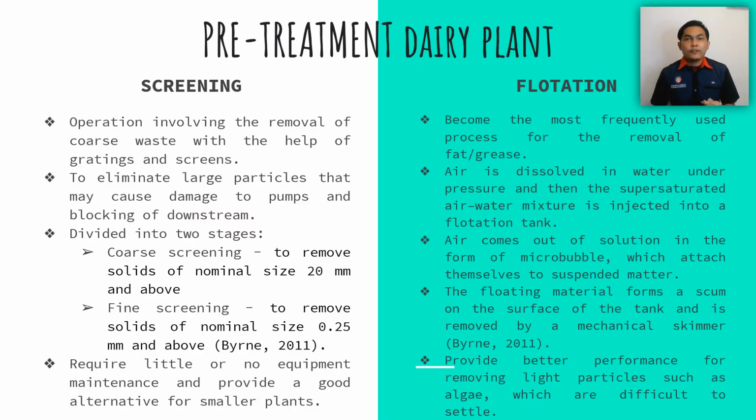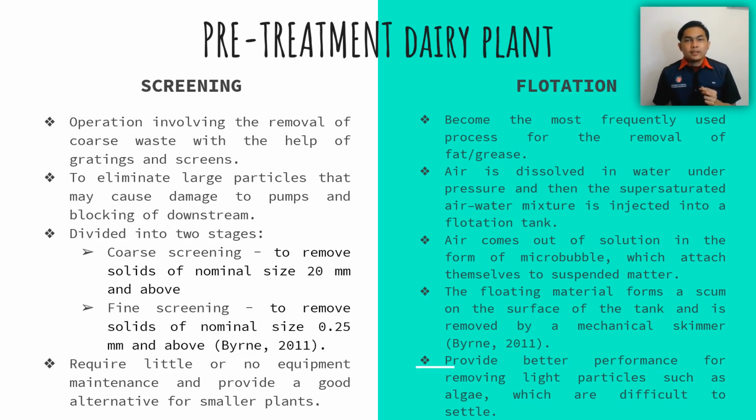In the pre-treatment of dairy plant, first is screening. Screening is an operation involving the removal of coarse waste with the help of grating and screen. It is to eliminate large particles that may cause damage to pumps and blocking of downstream, for the purpose of avoiding further increase in COD content due to solid solubilization. Physical screening of dairy wastewater should occur as fast as possible.